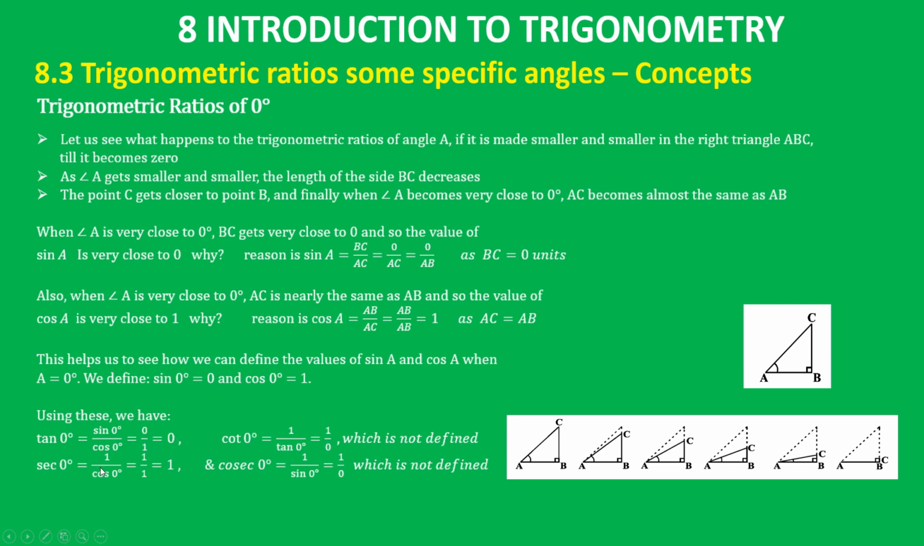Then, what is cot 0? Reciprocal of tan 0, 1 by 0, which is not defined, right? What is secant 0? 1 by cos 0, 1 by 1 is equal to 1. What is cosecant 0? Cosecant 0 is 1 by sin 0, 1 by 0, which is not defined, correct?